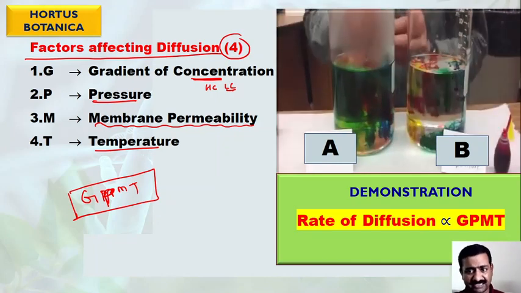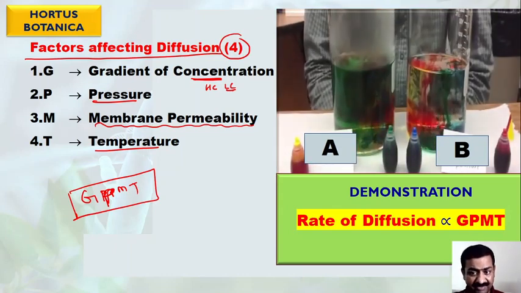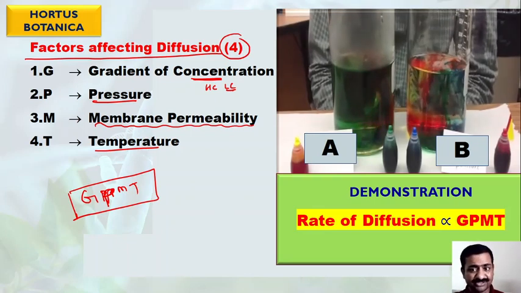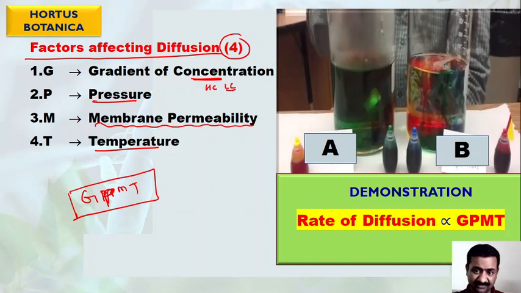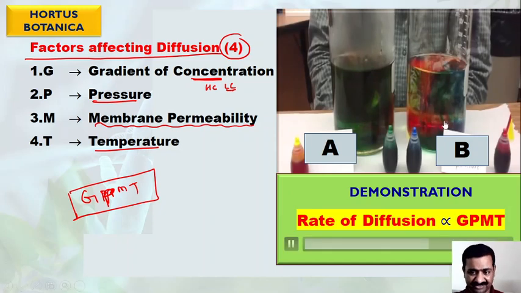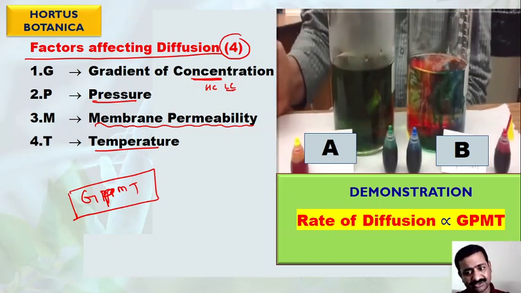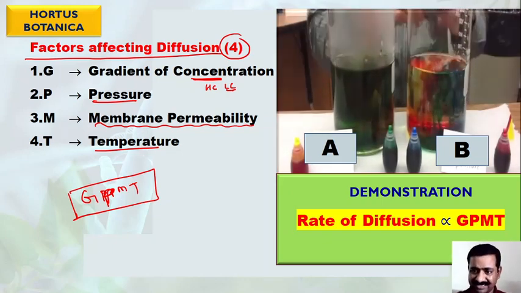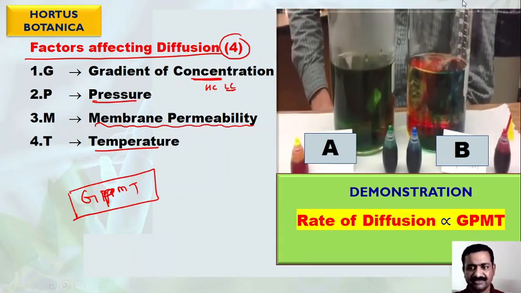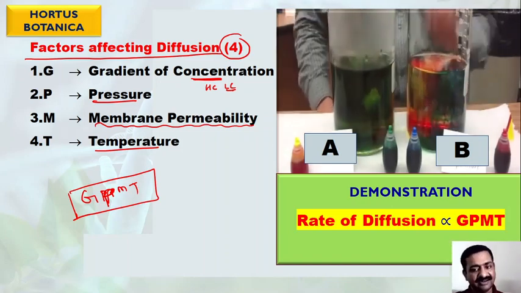A is diffusing faster than B. Why? Because the water present in A is hotter. So temperature is the factor. Due to the higher temperature, the rate of diffusion is high. So what does it demonstrate? That if the temperature is high, the rate of diffusion will also be high. This is a very good demonstration showing the rate of diffusion. So remember, not only temperature, if pressure increases, then the rate of diffusion will also enhance, as well as the mass, and like that. So this is a very good demonstration of how temperature affects diffusion.